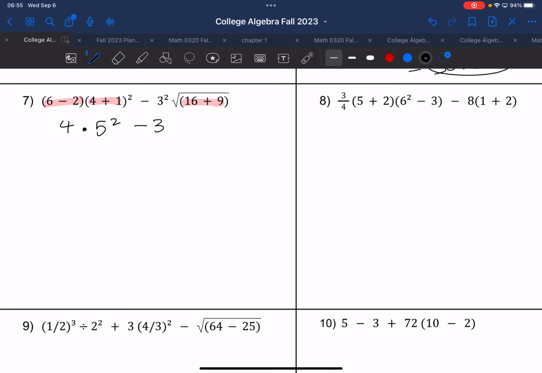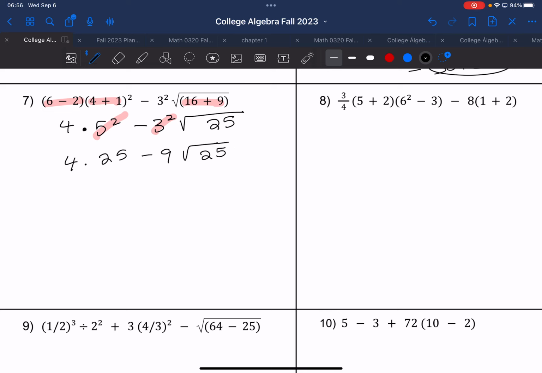Okay, then minus that 3 squared. Square root 16 plus 9 is 25. Okay, we got rid of all our parentheses. What's next? Exponents. So 5 squared and 3 squared. So we have 4 times 25 minus 9, square root of 25.